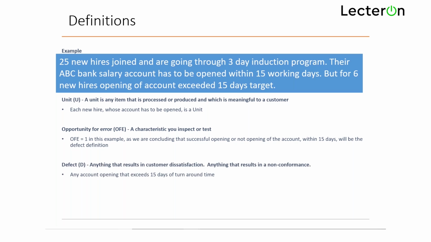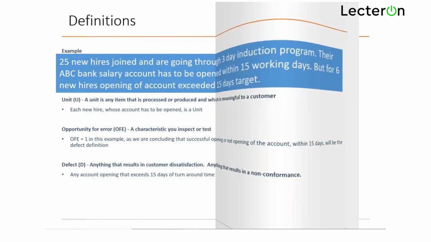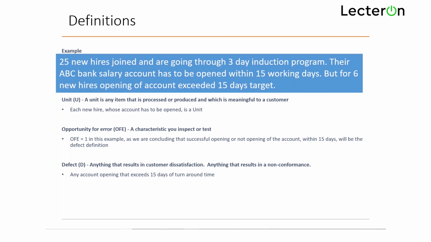Then what is a defect? Defect is any account that doesn't get opened within 15 days. So how many defects are there? 6 defects. 6 new hires, opening of account exceeded 15 days. Okay. So now, if we want to calculate DPU, which is defect per unit, in this case, it will be 6, which is the number of defects, divided by units. Units is 25. 6 by 25 would be the DPU value. 0.24.